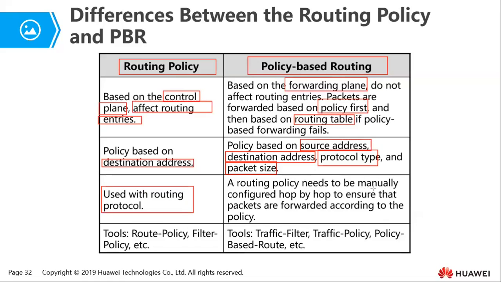Policy-based routing needs to be manually configured, hop by hop. So with policy-based routing, you have to configure how the packet will move from one router to another up to the end. So hop by hop. Tools that we used for routing policy include route policy and filter policy. Like in this example, I think we used the filter policy. Here you can use a traffic filter, traffic policy, or policy-based routes, etc.